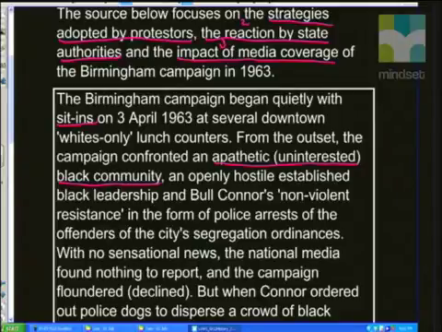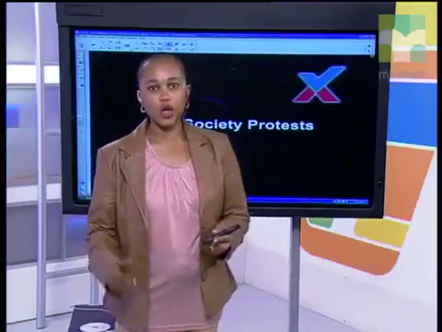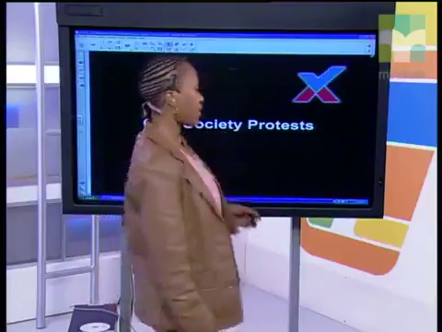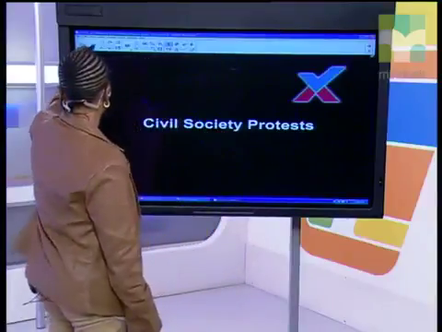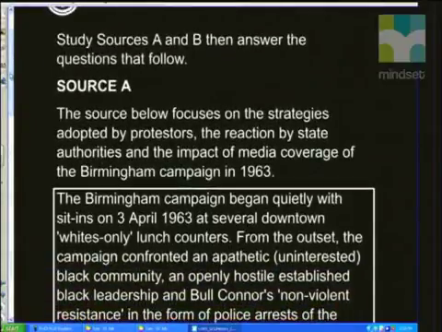Okay, let's start with our civil society protests. As I said to you, we'll be looking at how to analyze sources and how to answer history questions. So today we'll be looking at 2 types of sources. We'll start with a written source and then we'll look at a visual source. Okay. So if you come to our board here, you'll see that there's an instruction here. It tells you study sources A and B and then answer the questions that follow.